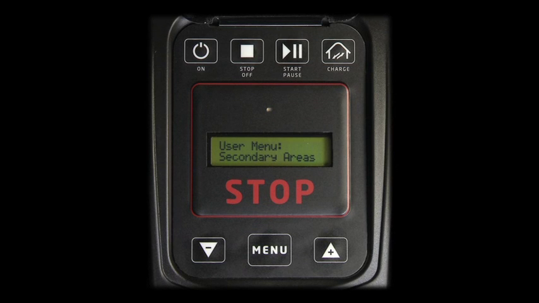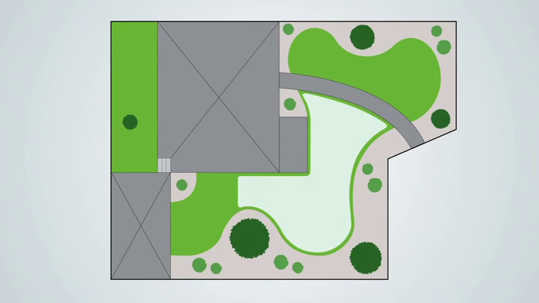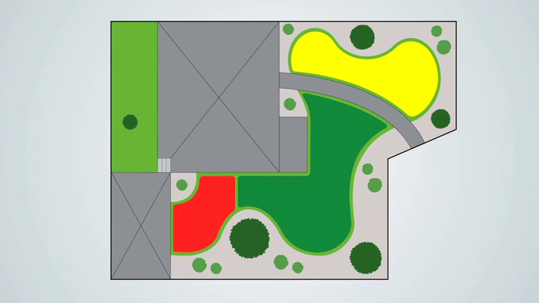Press Menu to access secondary areas. The robot handles one or more secondary areas according to the technical specifications of each specific model. If you decide to divide your garden into primary and secondary areas, you also have to proceed with the programming of secondary areas for the robot to know how to reach them and how much time to spend working in them.